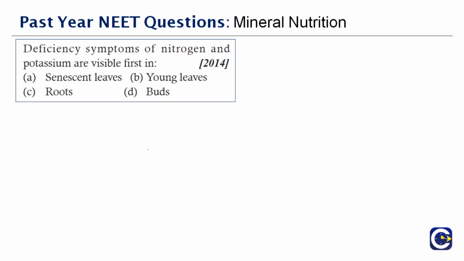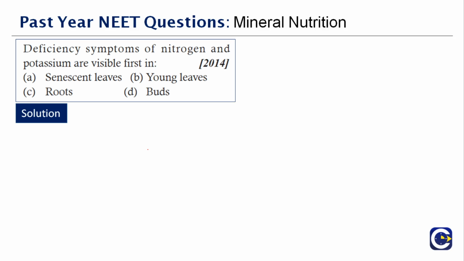Next question here. Deficiency symptoms of nitrogen and potassium are visible first in dash. So where will it be visible? The parts of the plant that show deficiency symptoms also depend on the mobility of the element in that plant. For the elements that are actively mobilized within the plant and exported out of young developing tissues, the deficiency symptoms tend to appear first in the older tissues.